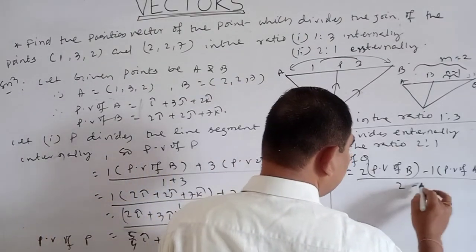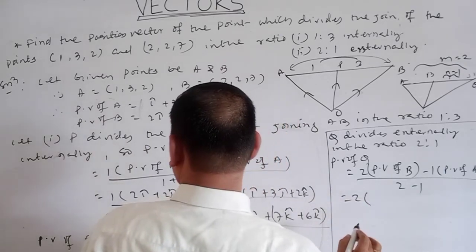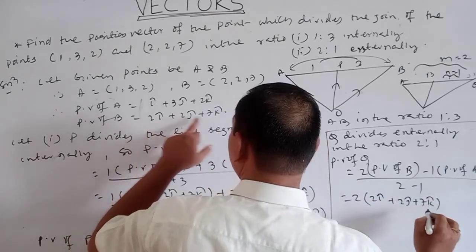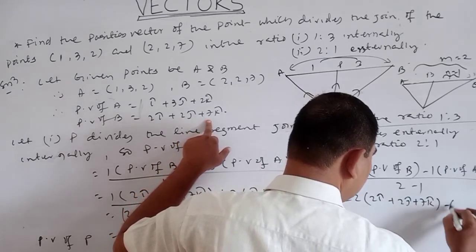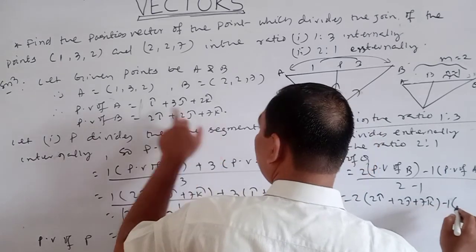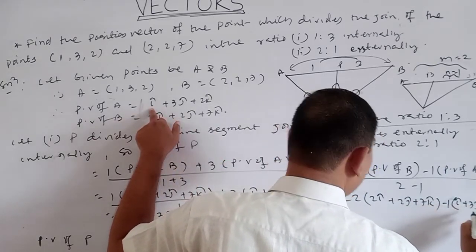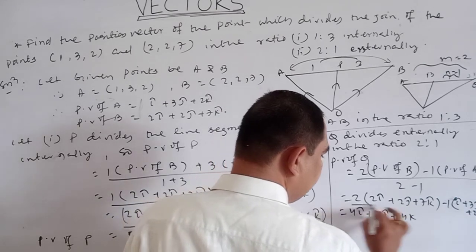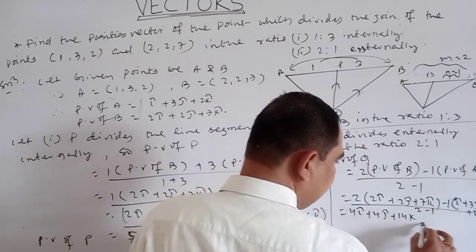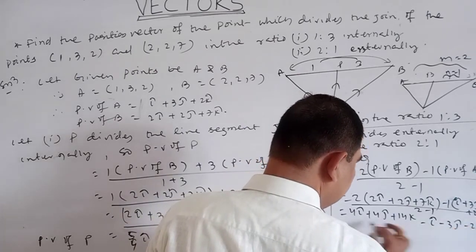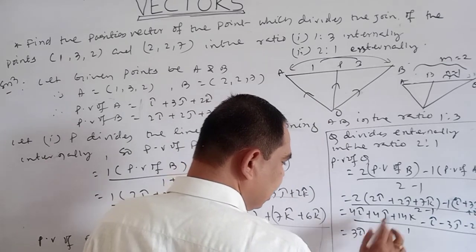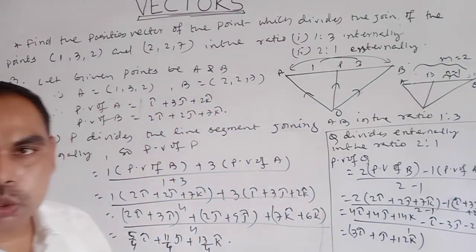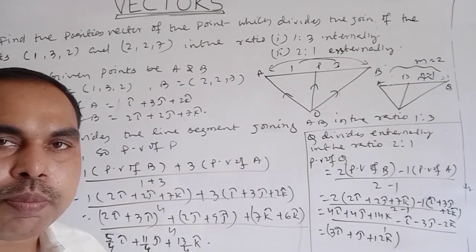1 into PV of A divided by 2 minus 1. So 2 into PV of B, 2i plus 2j plus 7k, minus 1 into i plus 3j plus 2k, is equal to 4i plus 4j plus 14k divided by 2 minus 1, minus i minus 3j minus 2k divided by 1. So 4i minus i is 3i, 4j minus 3j is j, 14k minus 2k is 12k. Okay, this is the PV of Q.